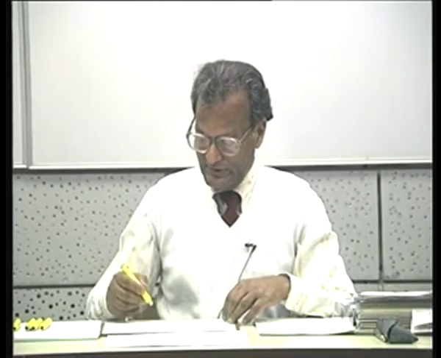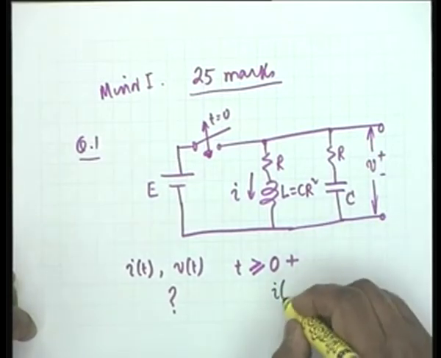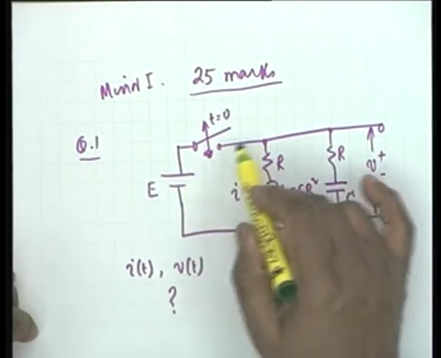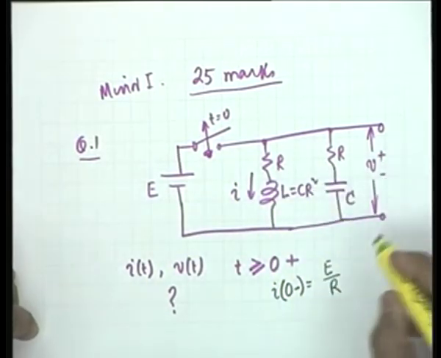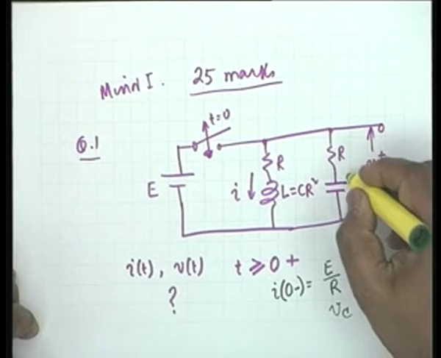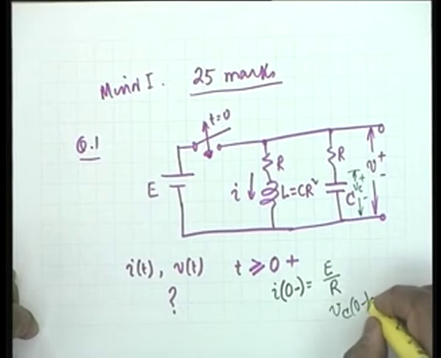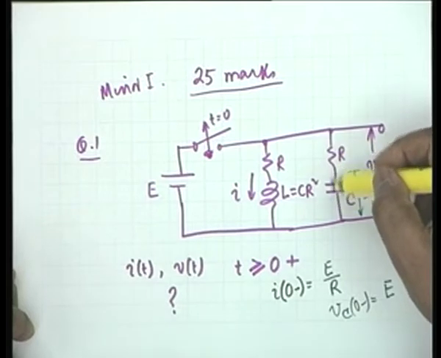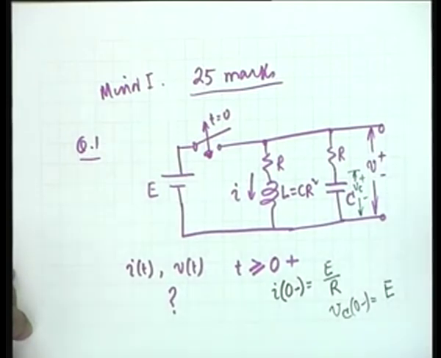Number 2, the first thing we do is to find out the initial conditions. I of 0 minus is obviously equal to E by R. If the battery is there for a very long time, the inductor acts as a short, and therefore the current through the inductor is I. Vc0 minus, this voltage, is obviously equal to capital E, because there is no current in this arm in the steady state, and therefore the voltage across the capacitor must be E.